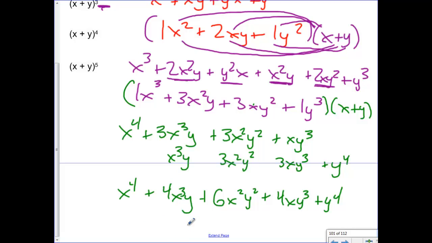Now we have this. So I said, well, you have one of these guys. 3 plus 1 adds to 4. 3 plus 3 adds to 6. 1 plus 3 adds to 4, and this guy's just sitting there by himself.